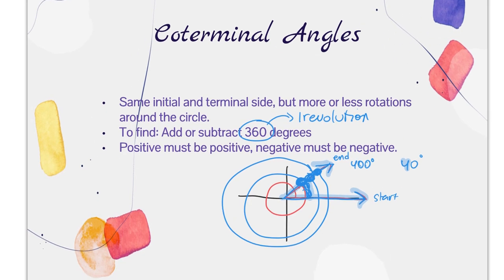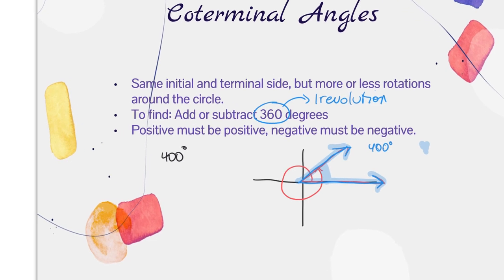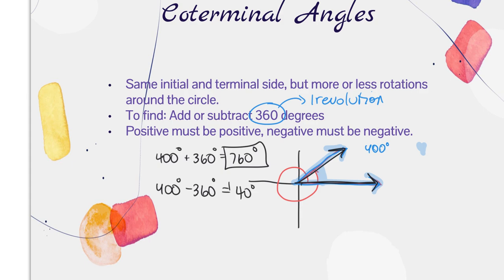Yeah. So instead of having to draw these out every time, all we're going to ask you to do is mathematically find those coterminal angles. So let's say I had 400 degrees and I want to find another coterminal angle with 400. If I want a positive one, I could add 360, and I'm going to get 760 degrees. Guess what? That's going to start and end in the exact same place as 400. I could also subtract 360 from 400 if I want to do it that way. 400 minus 360 is 40 degrees. That's another positive coterminal angle.